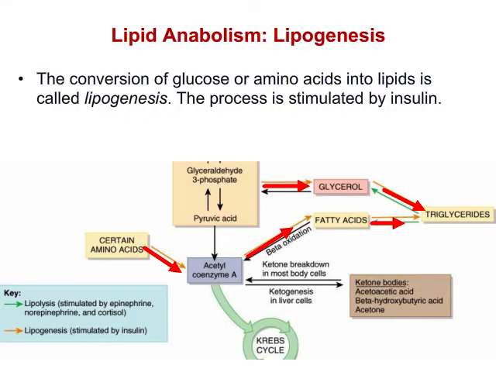So in the previous slides we talked about the breakdown of fat, that is lipolysis and ketogenesis, but now let's talk about lipogenesis, which is the creation of fat. So we can take any molecule, for example proteins and carbohydrates, if it's consumed in excess and we need to store that energy, we can convert those molecules into lipids and store those within our adipose tissue. And the process of lipogenesis is stimulated by the hormone insulin.